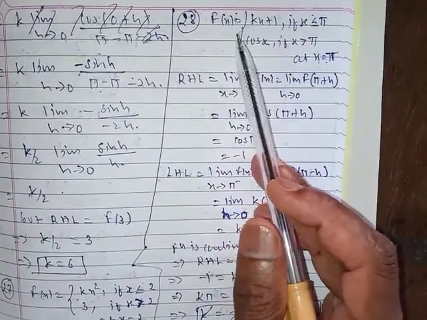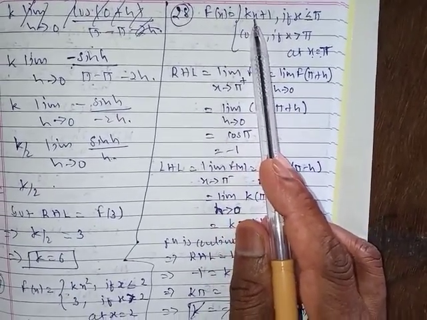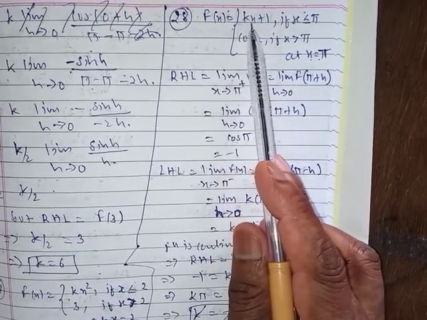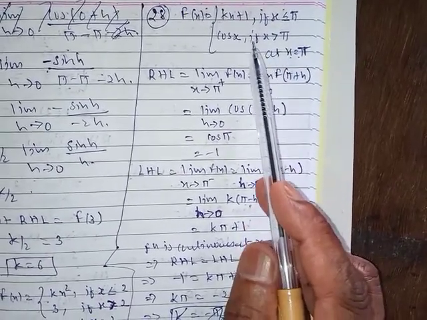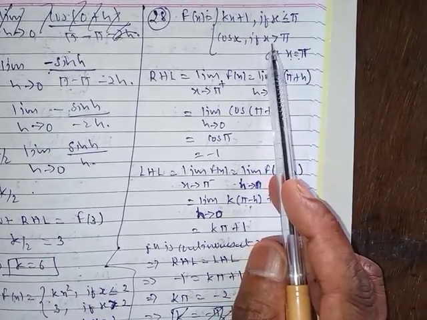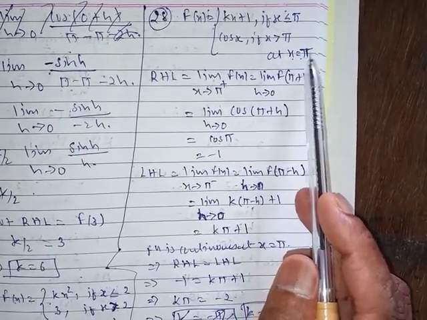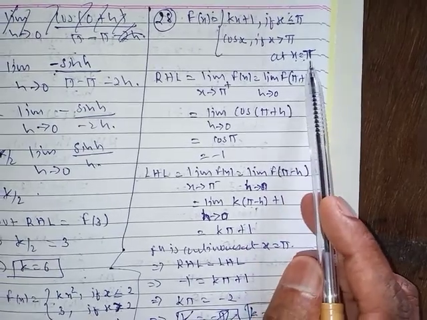28 question. f of x is equal to kx plus 1, sorry, f of x is equal to kx plus 1 if x is less than or equal to pi, and cos x if x is greater than pi. So naturally we have to check at x is equal to pi. This is rough work, only that the function is continuous at x is equal to pi.